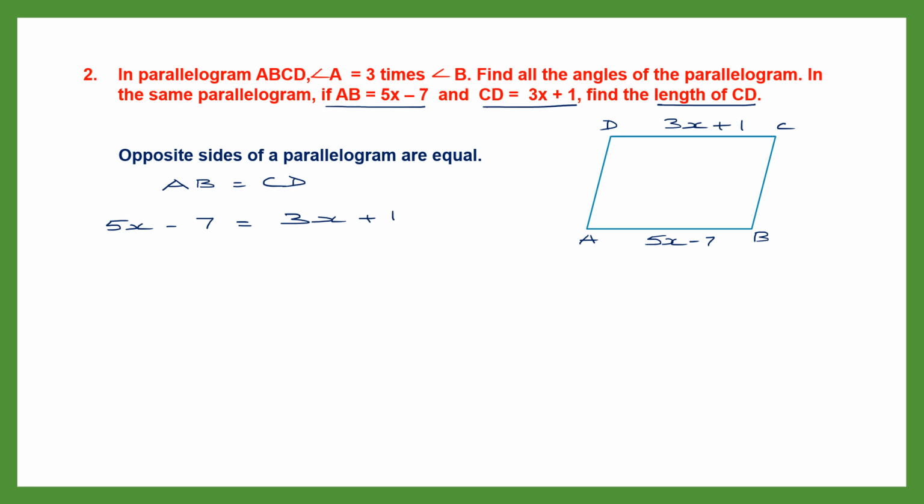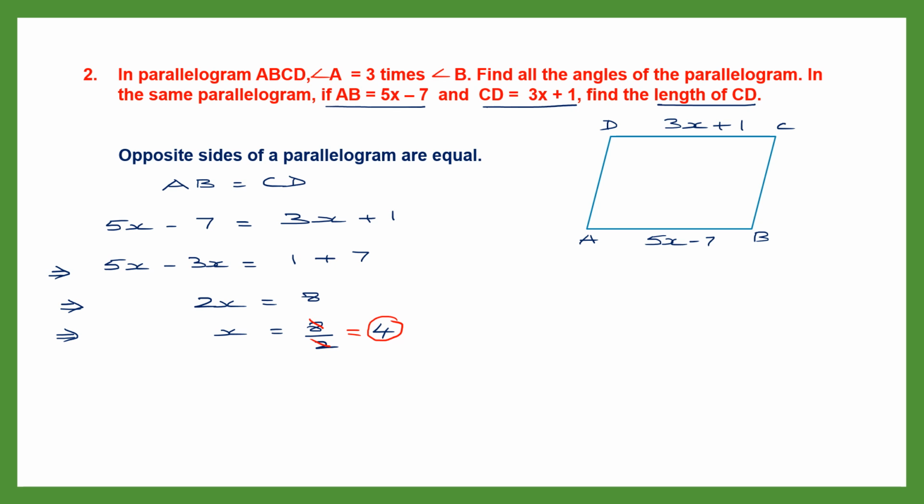Now we can find the value of x first. So let's bring all the x to one side. So 5x minus 3x, and we'll take all the numbers to the other side. I have 1, and minus 7 goes, it becomes plus 7. So here what do we have? We have 2x is equal to 8. Now we can find the value of x. x is equal to 8 divided by 2, and we know 8 divided by 2 is equal to 4. So we have found the value of x.